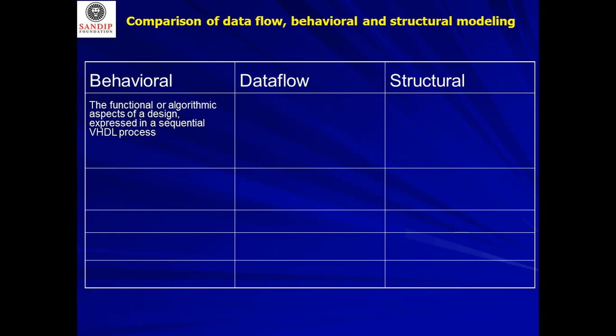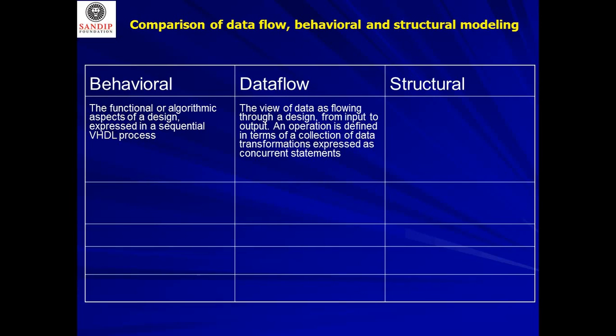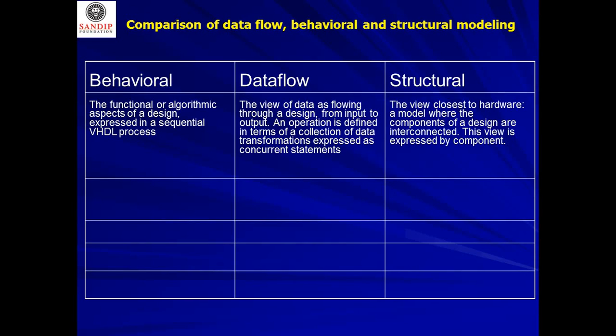Now let's compare these different modeling styles: behavioral, data flow and structural. In behavioral, functional or algorithmic aspect of design is expressed in the sequential VHDL process. In data flow, the view of flowing of data through the design from input to the output is described. Here operation is defined in terms of collection of data transformation expressed as a concurrent statement. In structural modeling, the view is closest to the hardware where components of the design are interconnected, and this view is expressed by the component.